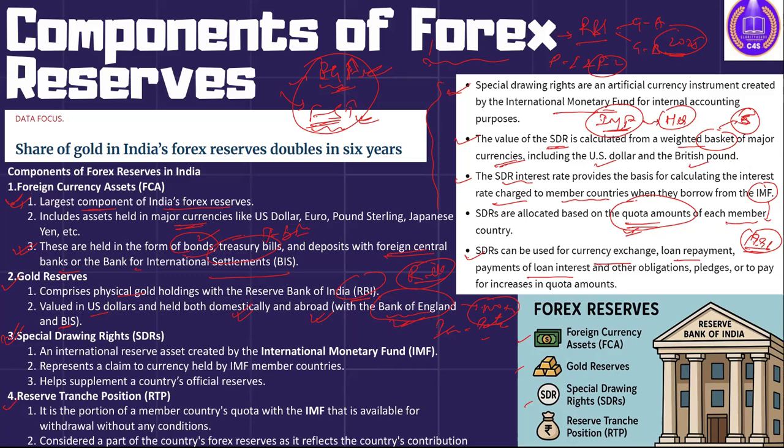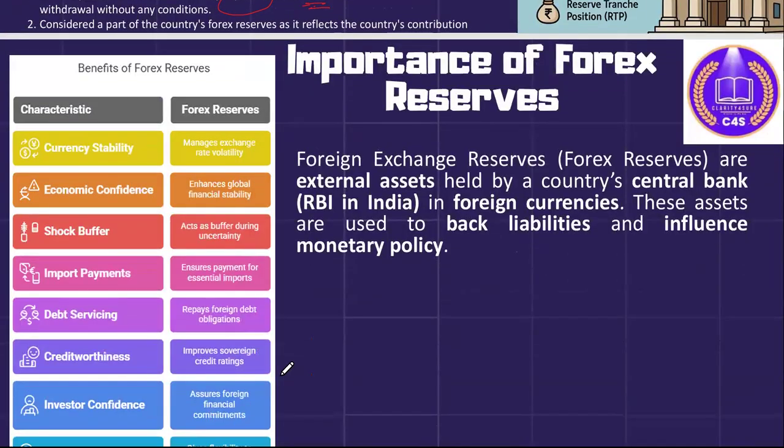And the fourth part of the forex component is the reserve tranche position, RTP. It is a portion of a member country's quota with the IMF that is available for withdrawal without any conditions. So that amount which a member country can withdraw at the time of crisis from the IMF is called RTP. It is considered a part of the country's forex reserve as it reflects the country's contribution. Now, coming to the next slide about the forex reserve only.